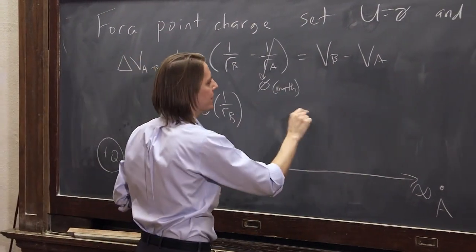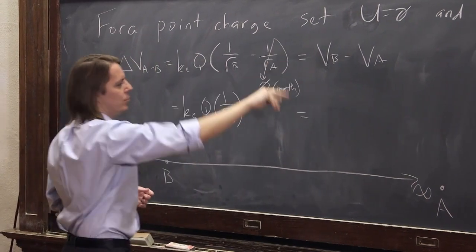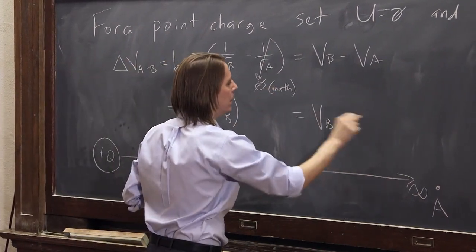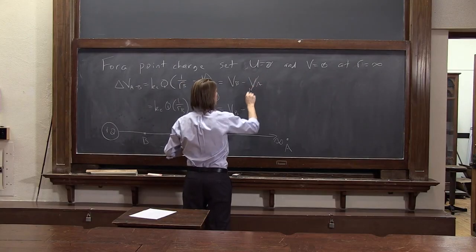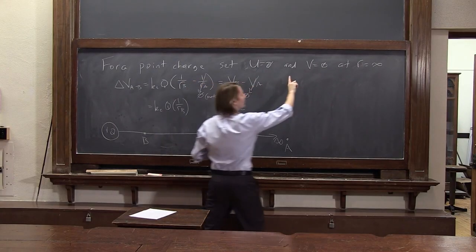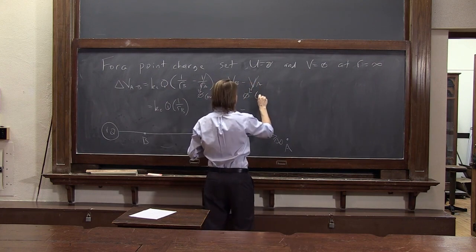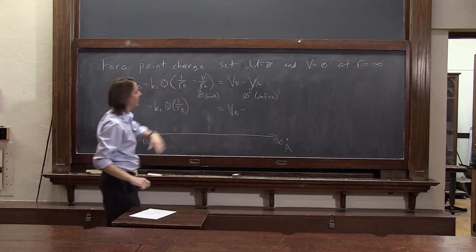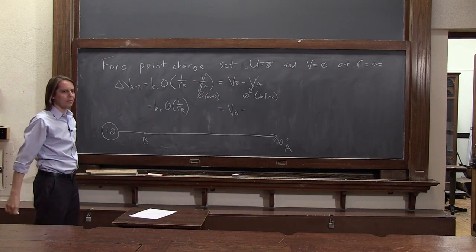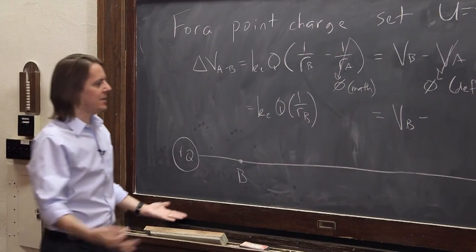And now let's look over here. This equals V_B minus V_A. But this is 0. This is 0 by our definition. Define. So you don't want to mix those up. One is 0 mathematically. One is 0 because we said it's 0. Once you do that, you see the answer.